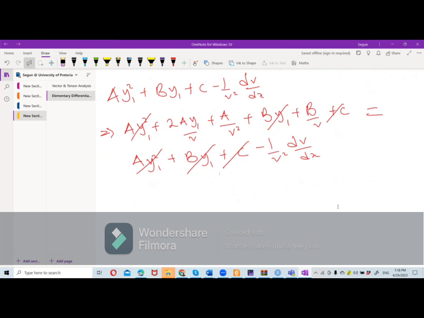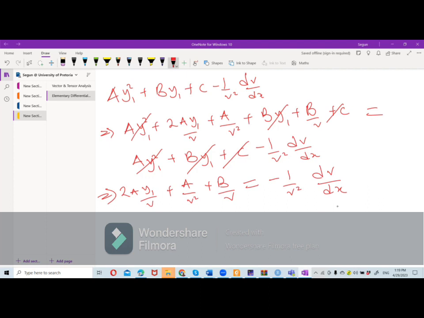Then, after I have shown this, let's see what remains. I have 2a y1 over v plus a over v squared plus b over v equals minus 1 over v squared dv dx.